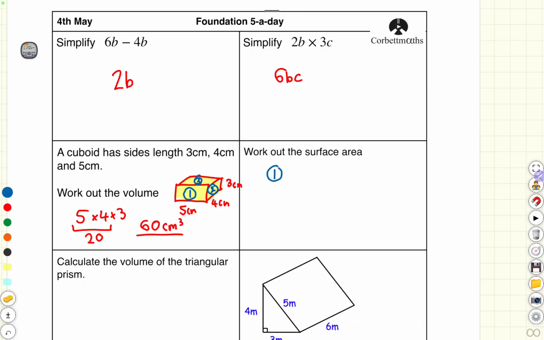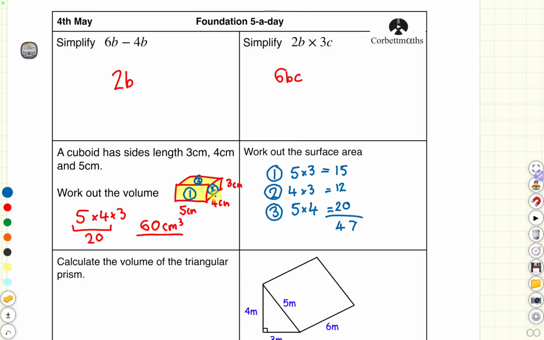So face 1 has the dimensions of 5 by 3. Face 2 has the dimensions of 4 and 3. And face 3 has the dimensions of 5 and 4. So we've got 15 for this one, 12 for this one, and 20 for this one. 5, 6, 7, okay, 1, 2, 3, 4, 47.